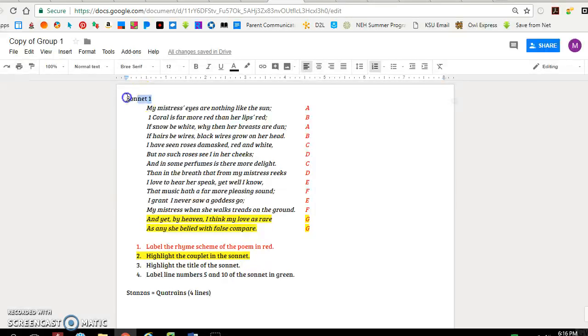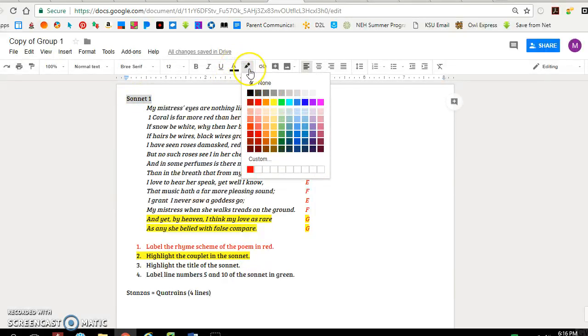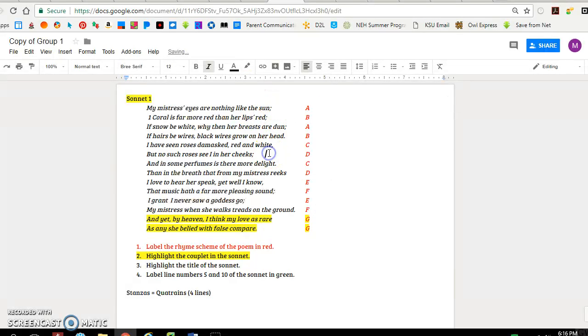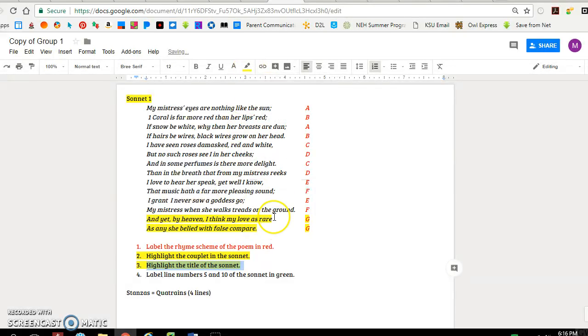Highlight the title. Shakespeare is always using numbers for his sonnets. He doesn't give them a title, they're just numbered. And so that's not going to be the case for every sonnet you ever see in your whole life, but for his sonnets, they're typically numbered. Now, he does have some sonnets that are going to be within the play, and they're not titled just because they're pieces of the play, and you'll see those as we go along.